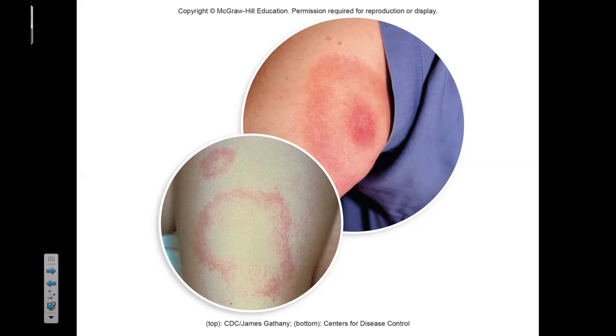Here is the classic bullseye rash manifesting itself on a patient.